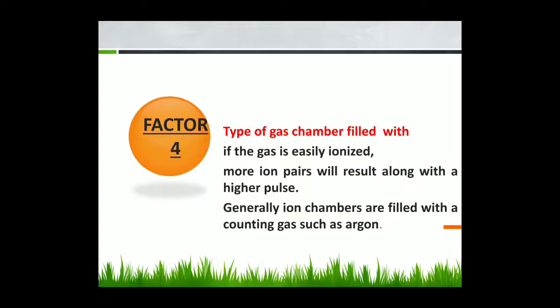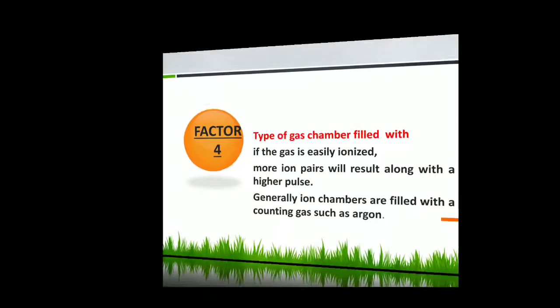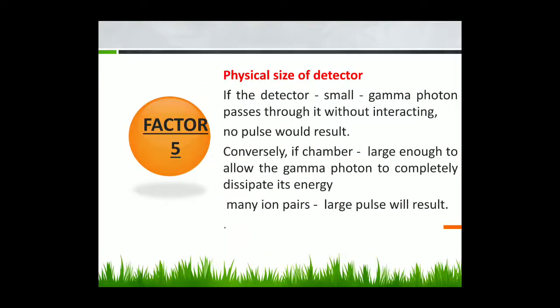Factor number 4 is the type of gas the chamber is filled with. If the gas is easily ionized, then we will have more ion pairs, which will result in a higher pulse. Generally, ion chambers are filled with a counting gas, that is argon gas. Fifth is the size of the detector. If the detector is small, then some of the energy will pass through without interacting inside the detector, so we will not have any pulse. On the other hand, if the chamber is large, it will allow gamma photons to completely dissipate their energy, so we will have a large pulse because we have many ion pairs.